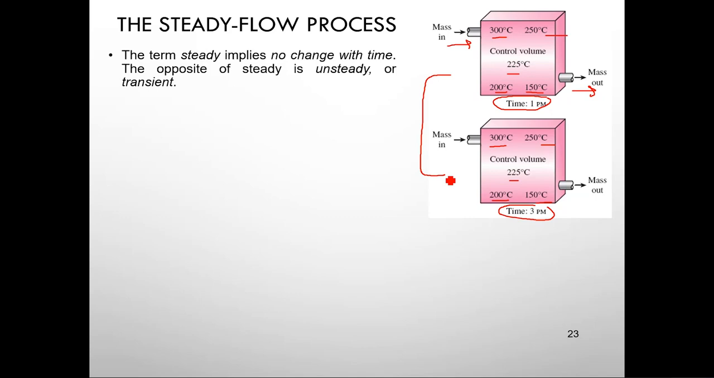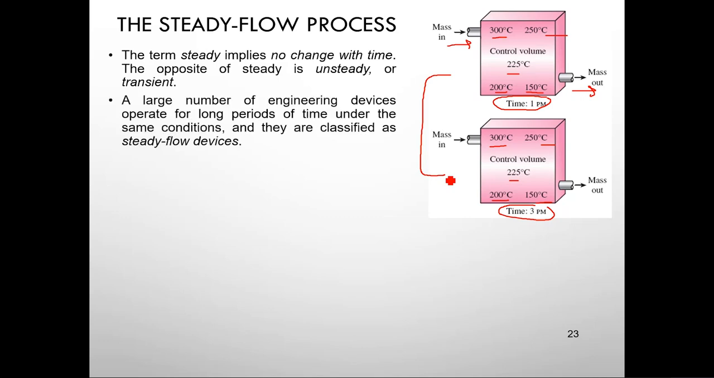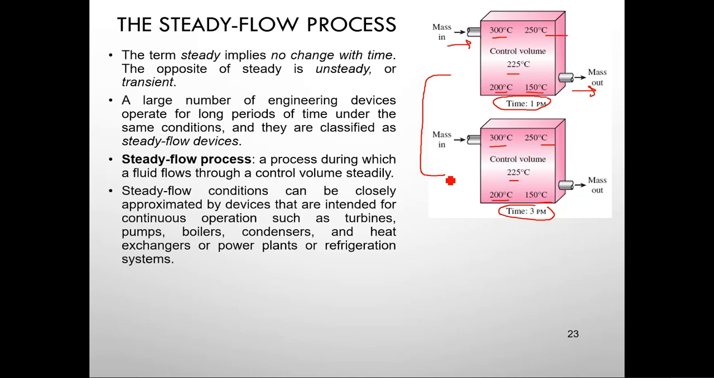All right. Most of the engineering devices which are analyzed as open systems are basically assumed to be working under steady state conditions. That means it is one of the assumptions. So the devices such as turbines, pumps, boilers, condensers, heat exchangers, they are open systems because mass flow is taking place across the boundaries of the system. But on top of that, another assumption is normally associated with them, that they are working under steady state conditions.